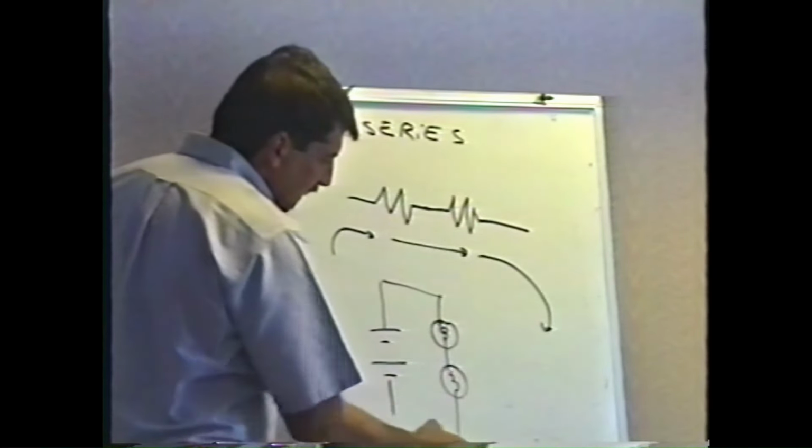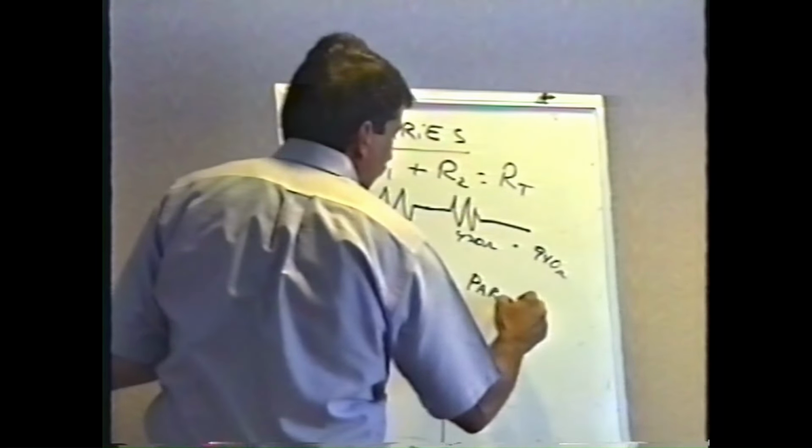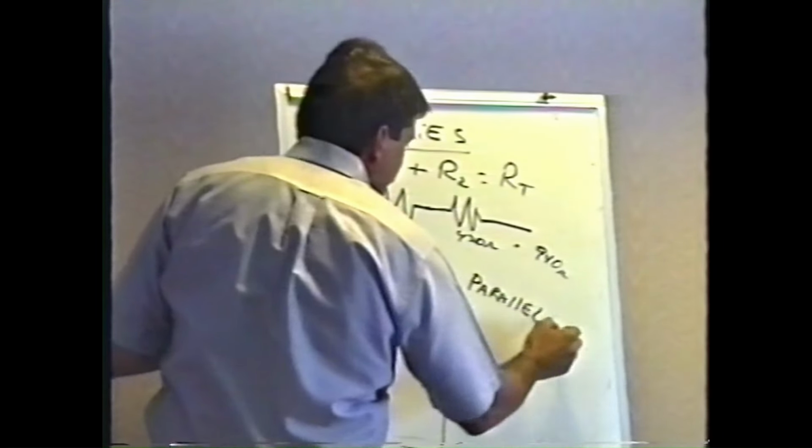That's fine. On the other hand, if you connect resistors like this, now the current doesn't have to go through one part to get to the other. The current appears across both at the same time, doesn't it? This is known as a parallel circuit, P-A-R-A-L-L-E-L.